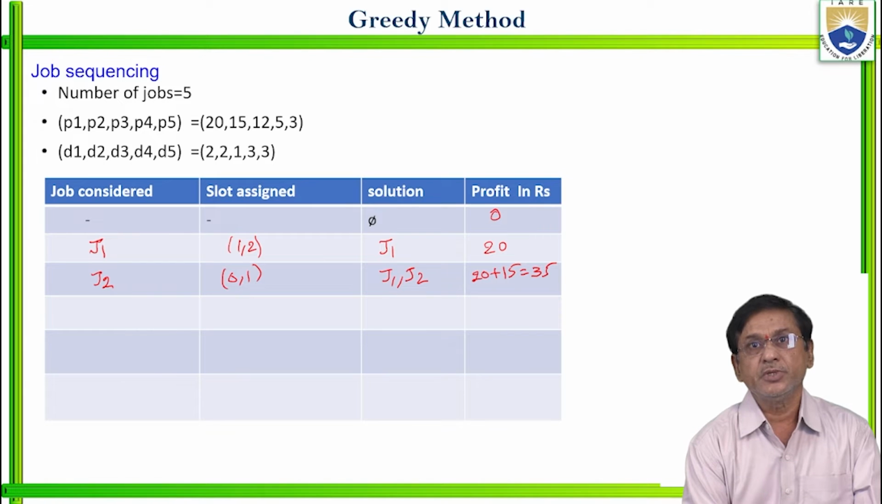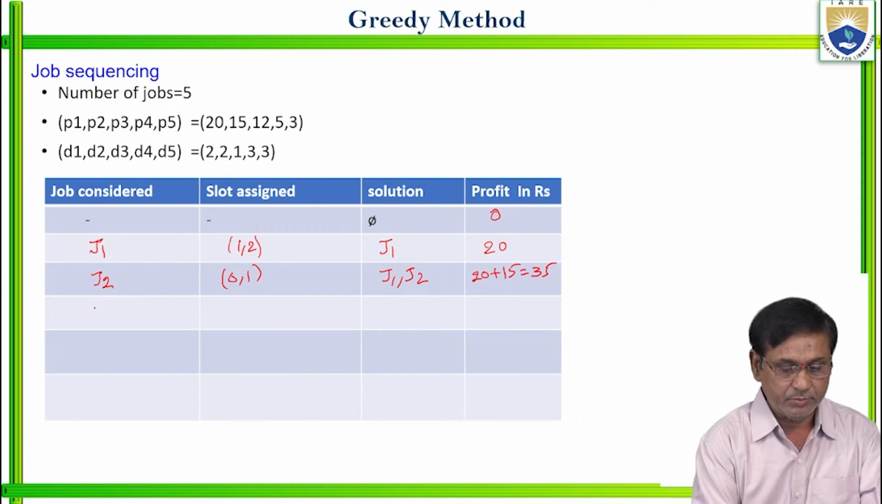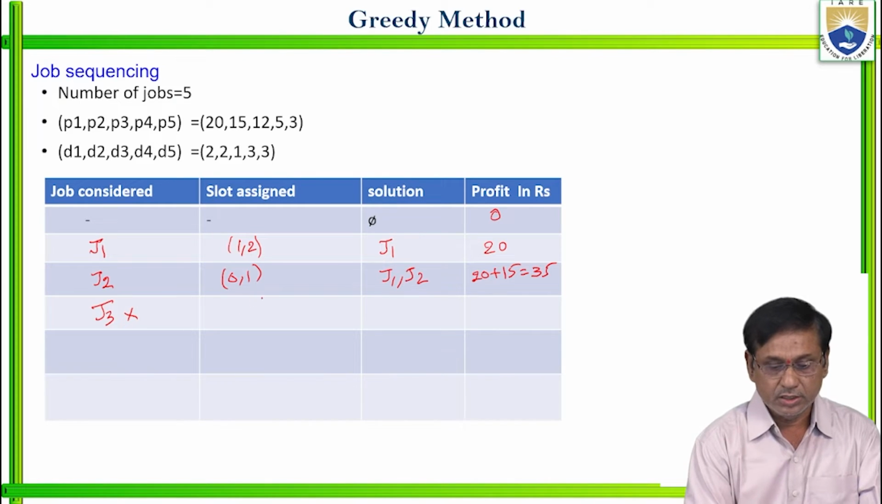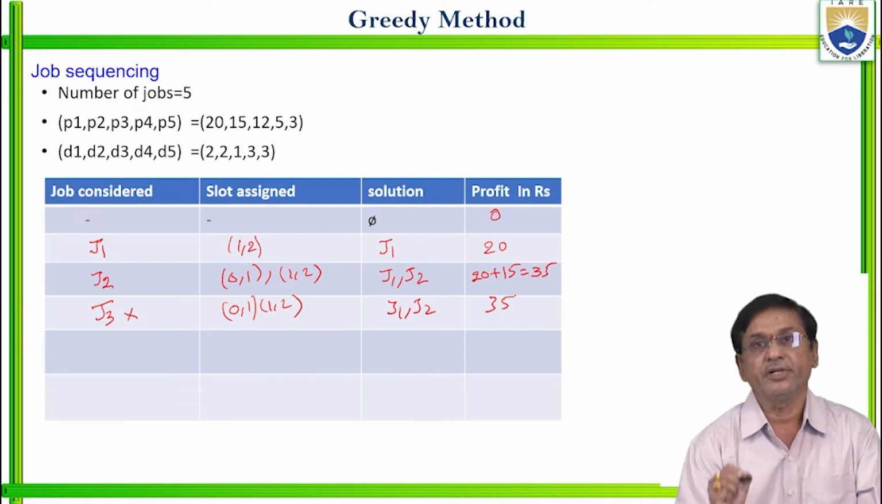So next job is J3, but J3 can wait only for 1 hour, that is not possible. So J3 cannot be considered here. Then the slots arranged are 0 to 1 and 1 to 2. So here 0 to 1, 1 to 2. Then this is only J1, J2. J3 is not considered. The profit is only 35.